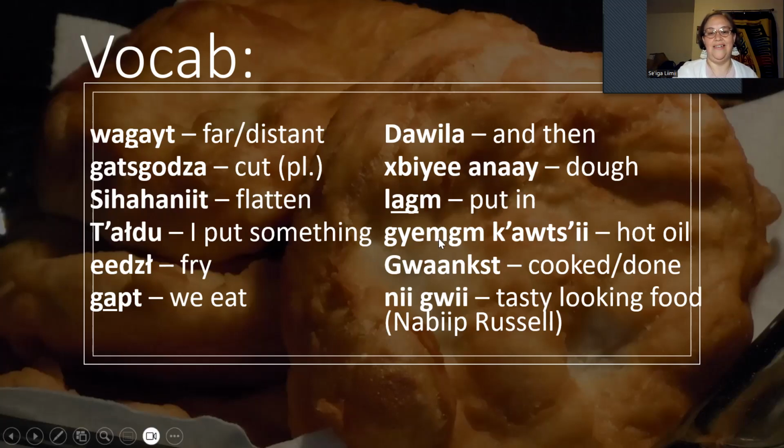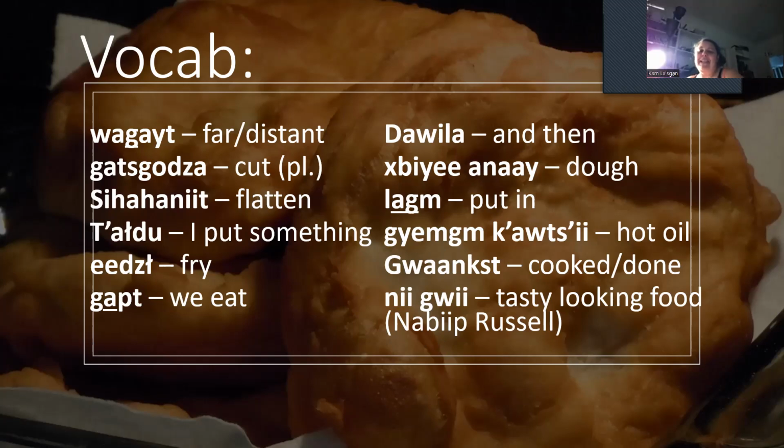All right, last three on Sm'algyax. Gimgum gautsi, hot oil. Gwenchk, cooked, done. Ni gui, tasty looking food. And this is what my Uncle Russell used to say all the time. Gimgum gautsi, gwenchk, ni gui. Wehoiks.